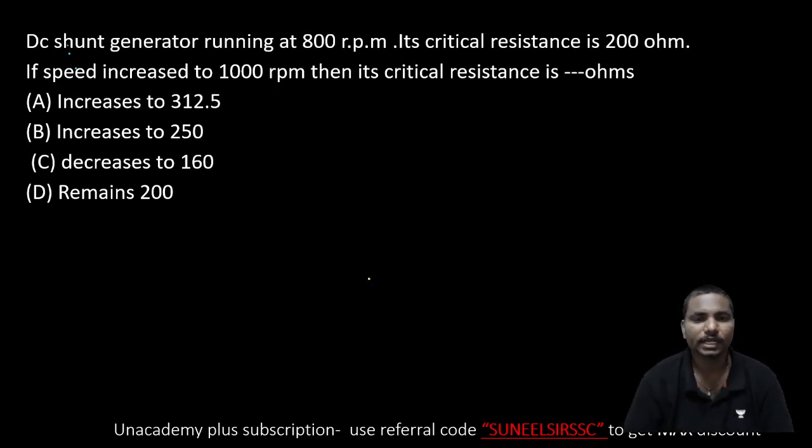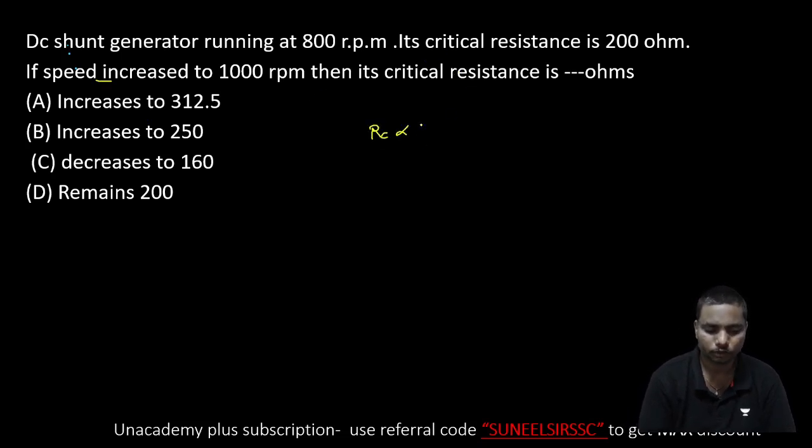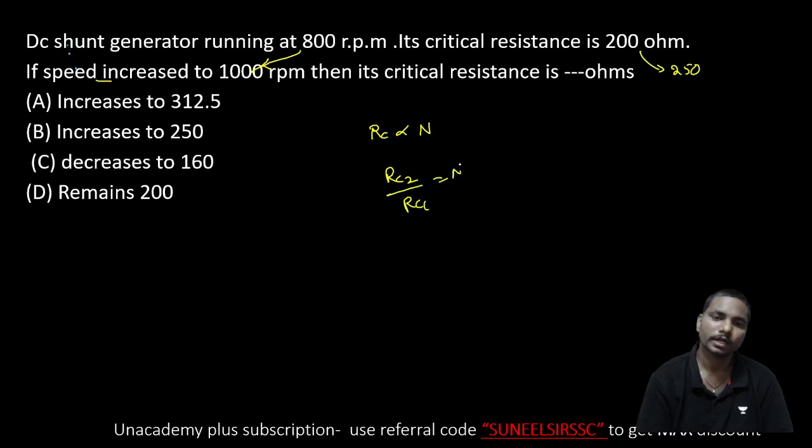A DC shunt generator is running at 800 RPM, its critical resistance is 200 ohms. If the speed increases to 1000 RPM, then its critical resistance is dash. Generally, critical resistance is calculated at a particular speed. The critical resistance is directly proportional to the speed. If the speed varies, critical resistance also varies. So as the speed varies from 800 to 1000, it will vary from 200 to 250. RC2 by RC1 is equal to N2 by N1. If you substitute that, you will get 250.